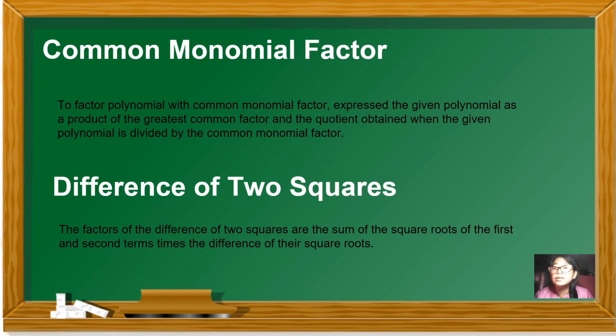And then under the difference of two squares, the factors of the difference of two squares are the sum of the square roots of the first and the second term times the difference of their square roots. So if you can remember, we have a plus b times a minus b. So that is the format.